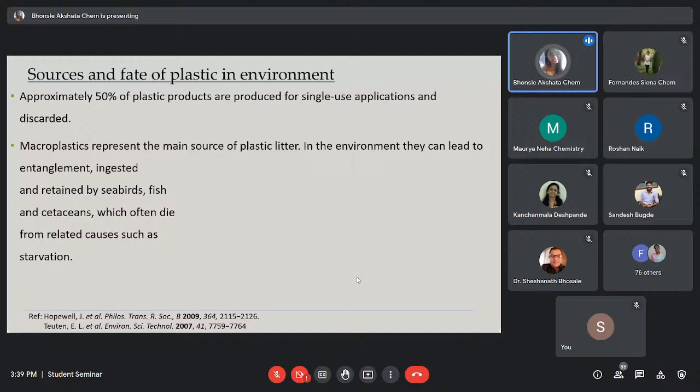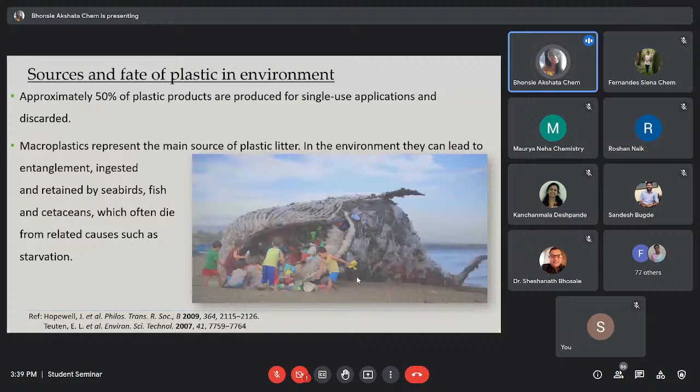Once it is in the environment, it is very sad that it leads to entanglement, especially of small animals. It's also a very common sight that we see cattle eating plastic bags or other plastic. It results in entanglement and ingestion, and it is retained by seabirds, fishes, and cetaceans. Cetaceans are marine mammals, which often die from related causes such as starvation.